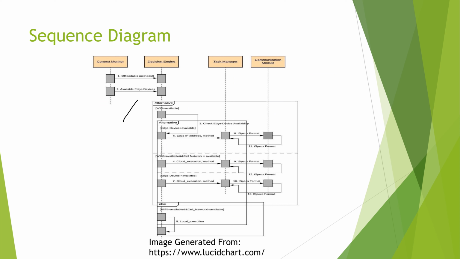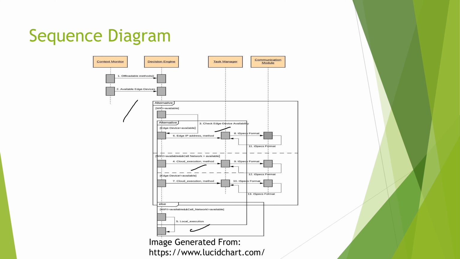In the first two steps, the information regarding the offloadable methods and the available edge devices is sent to the decision engine. In the third step, the decision engine checks if Wi-Fi is available, and if yes, the availability of the edge device is checked. In the fourth step, the availability of the cell network is checked: if Wi-Fi is not available and the cell network is available, the method name as well as the decision for executing in the cloud server is made. If both are not available, then local execution takes place in the fifth step.